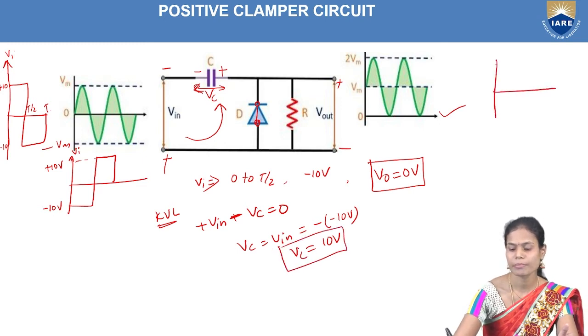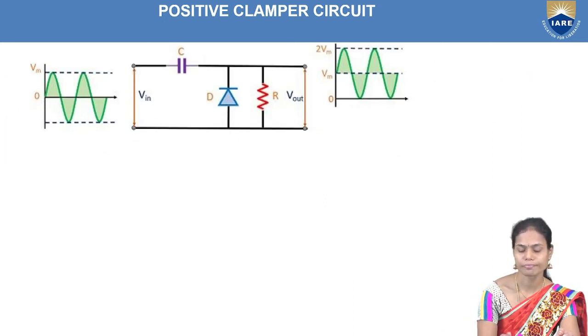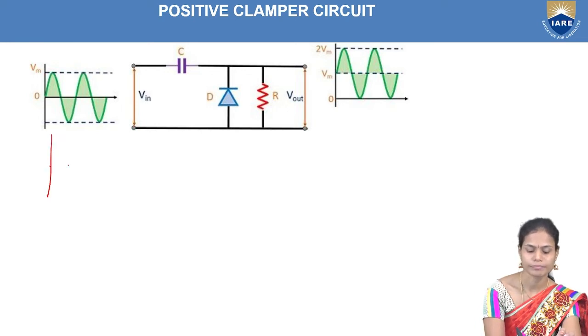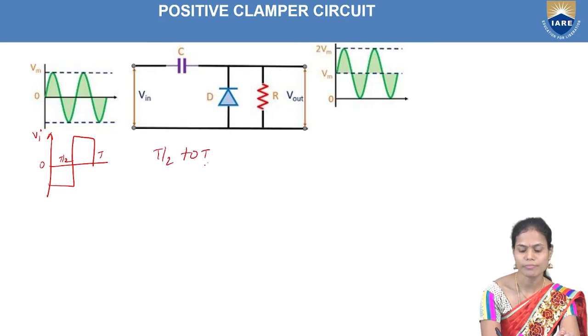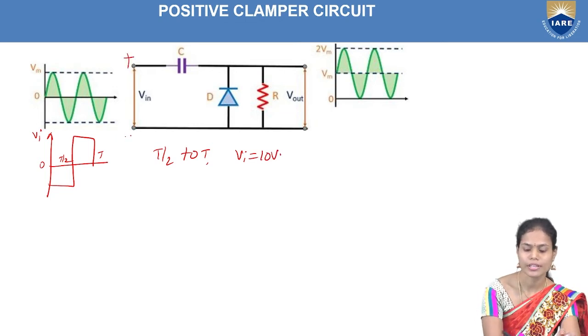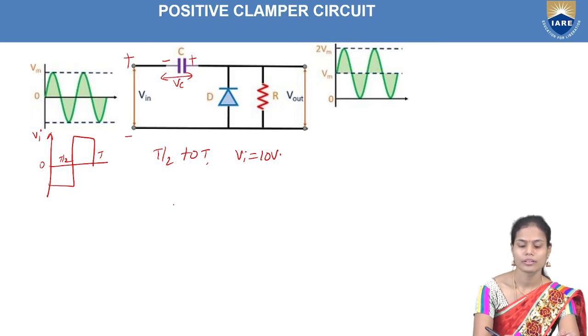So in this case, my output waveform is 0 volts from 0 to T by 2 duration during the negative half cycle of the applied input waveform. And similarly, I am considering the same circuit again to analyze the next half cycle, that is from T by 2 to T duration. In this case, the input voltage is 10 volts. So the polarity is positive and negative, but the capacitor polarity will not change. It is minus plus only because of the 5 time constants.